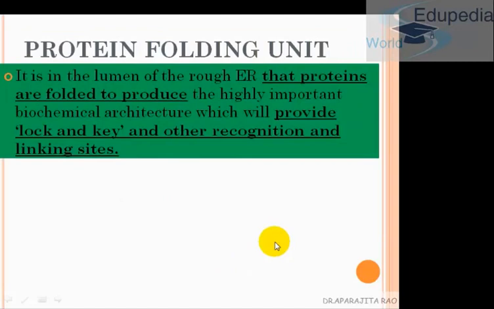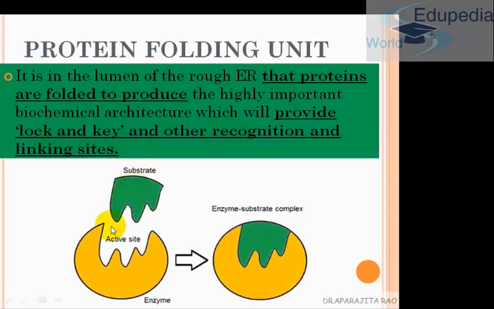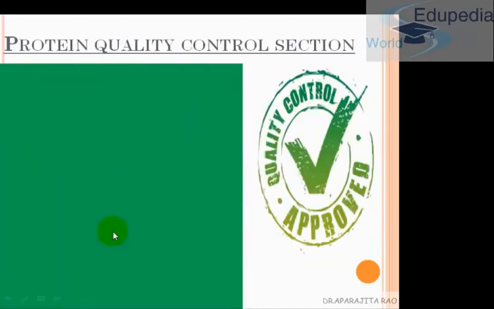The rough endoplasmic reticulum is actually the protein folding unit of the cell. In the lumen of the rough endoplasmic reticulum, the proteins are folded, and because of this folding, the specific pattern of lock and key, that is the recognition and linking sites, are formed. So how does the enzyme know that this should be the pattern of the lock? This is done by the folding of the protein in the endoplasmic reticulum. Very important is the quality control.